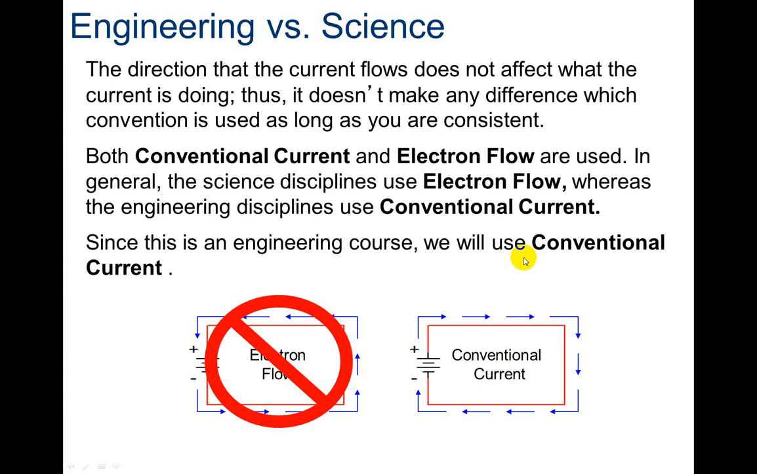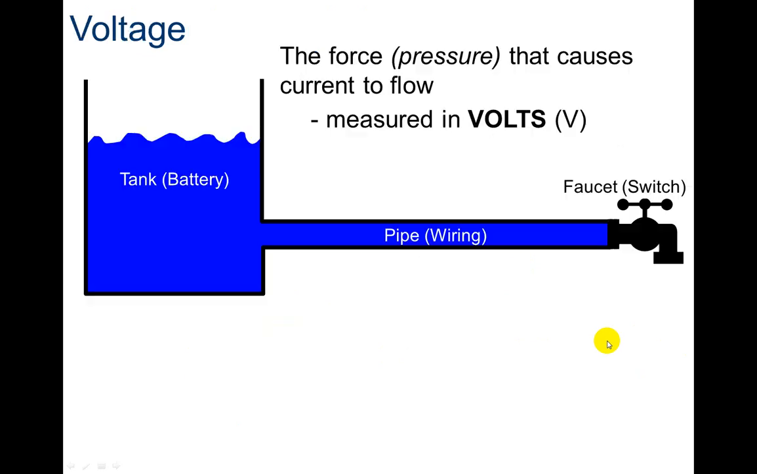All right, since this is an engineering course, we are going to use the conventional current. As long as you understand that this isn't really what's happening, it is this. We're just going to draw it in the way that engineers have always expressed it.